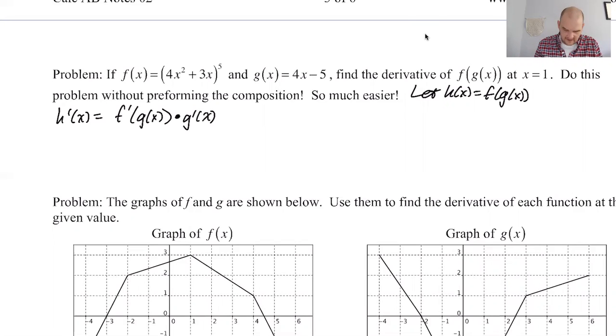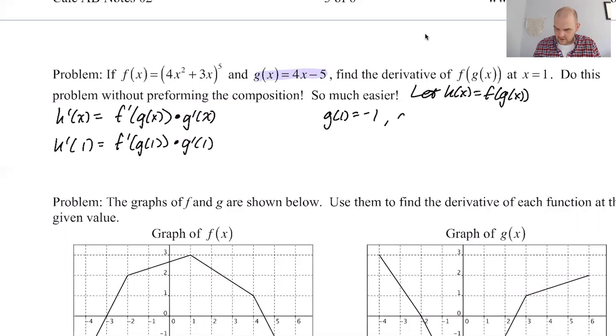Well, it means that h prime of 1 is going to be f prime of g of 1 times g prime of 1. Well, g of x is this thing, so I can actually just find g of 1 and g prime of 1. So g of 1 is definitely 4 minus 5, so negative 1. And g prime of x is 4, so g prime of 1 is 4, right? G prime is actually equal to 4 no matter what x is.